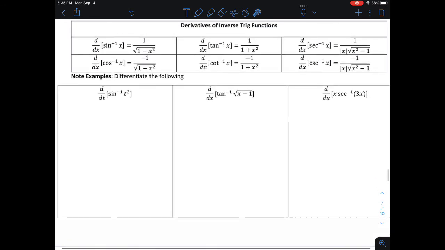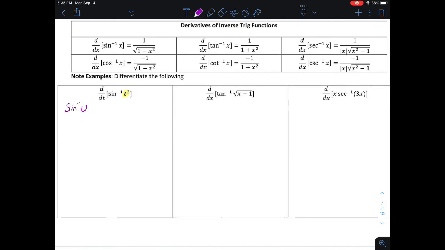So I have 3 examples here. Let's apply these derivative of inverse formulas to find these derivatives that are listed here below. So let's find the derivative expression for inverse sine of t squared. Now we're having to apply the chain rule because we have t squared instead of just x. So what we're going to do is we'll start with the fact that we're going to take, let's say we have inverse sine of u.